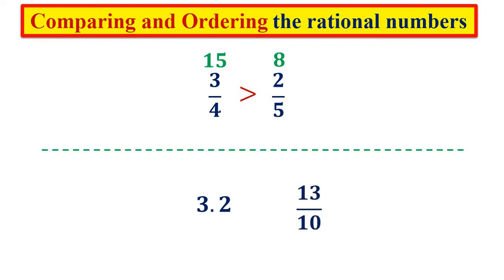In this example, we have a decimal number and a fraction. We convert 13 over 10 into a decimal number. It will be 1.3. Which is bigger, 1.3 or 3.2? We have the whole number 3 and the whole number 1, so 3.2 is bigger than 1.3.